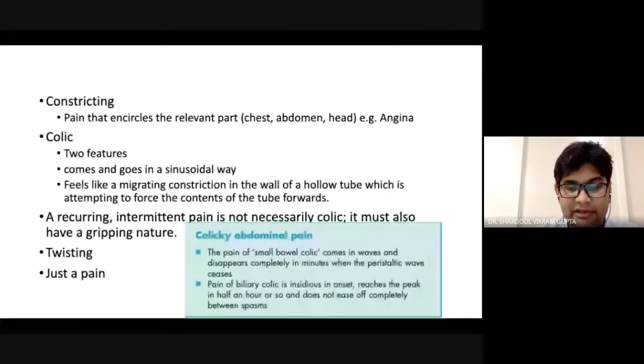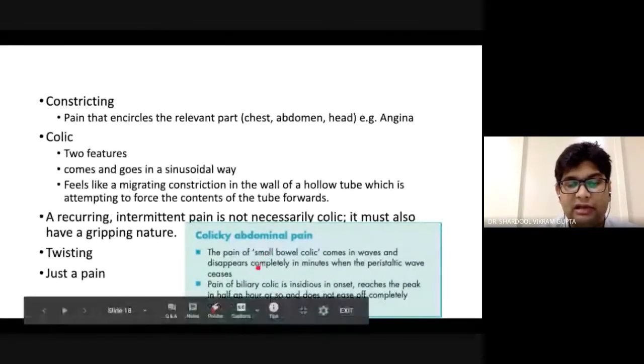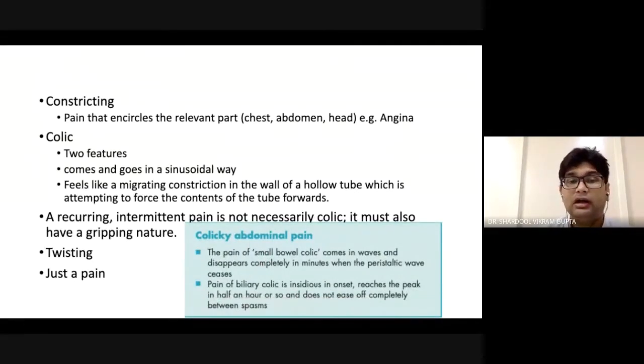The pain of biliary colic is insidious in onset, reaches its peak in half an hour, and does not ease off completely between the spasms. So actually, biliary colic is not a true colicky pain, because there is no complete muscular layer in the gallbladder.